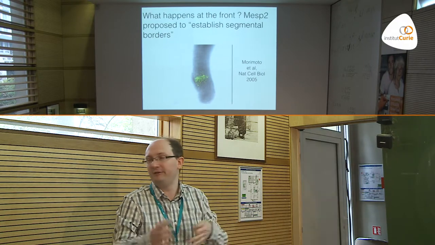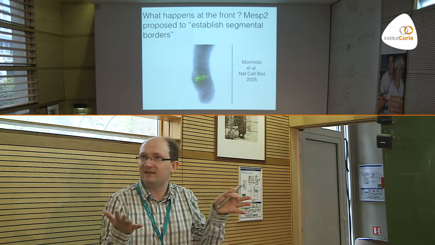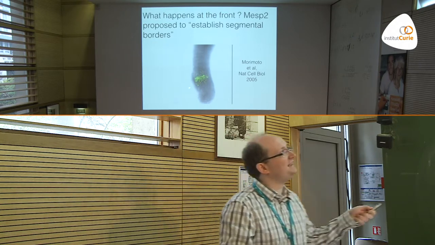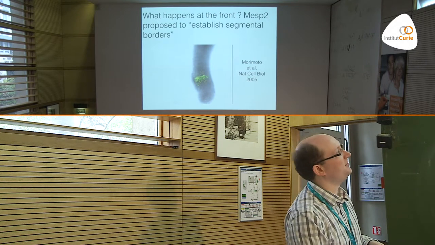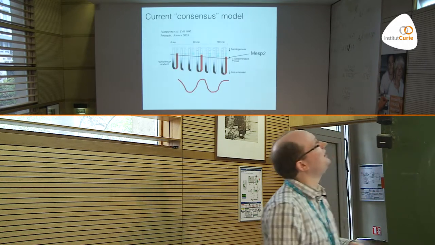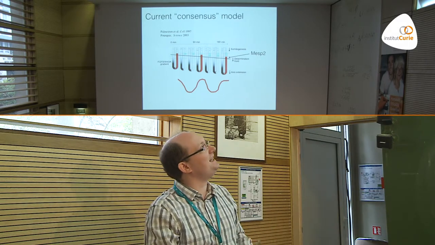And it's known that if you mess up MES2, the somites are going to be fused. So it's known that it's a crucial gene. But that's essentially the gene which is assumed to define what the segments are. So that would be a summary of what I call the consensus model.